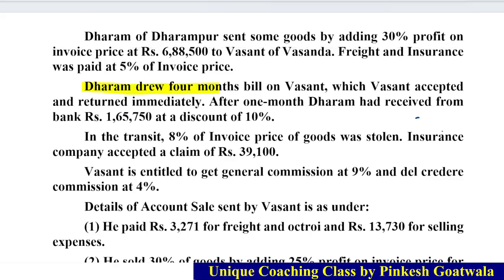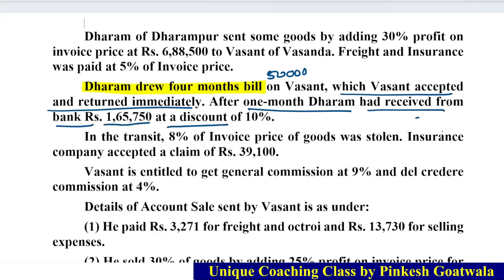Dharam drew 4 months bill. Normally in question they give the bill amount, like 5,50,000. Okay, આ રીતે bill ની amount આપતા હતા. But here they didn't give the amount of the bill which was accepted and returned immediately. After 1 month, Dharam had received from bank 1,65,750 at a discount of 10%.